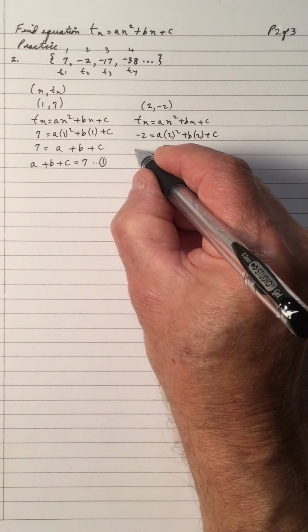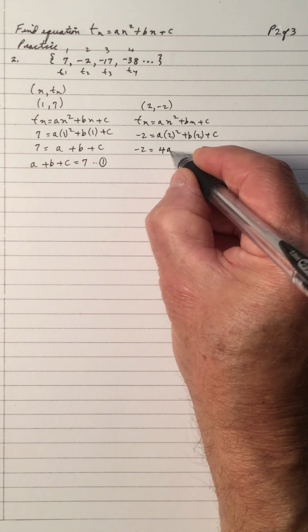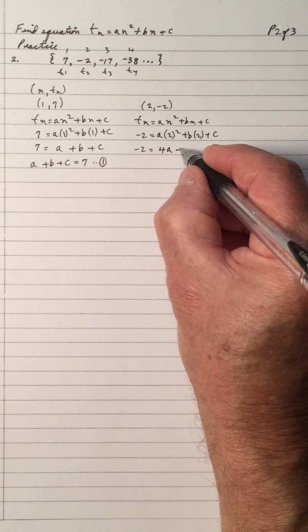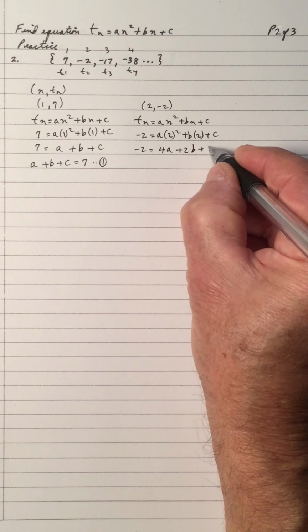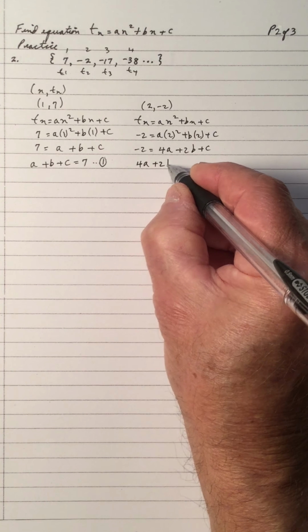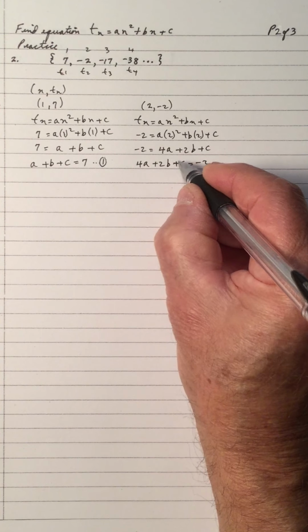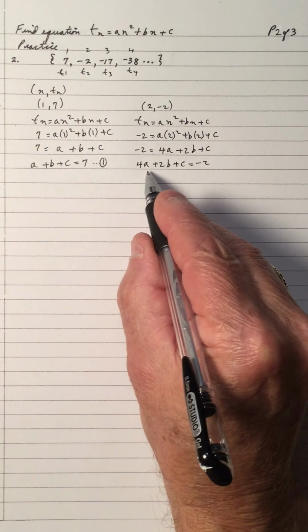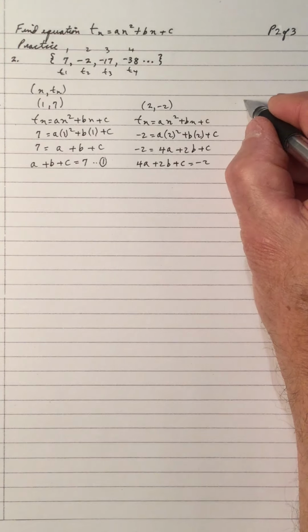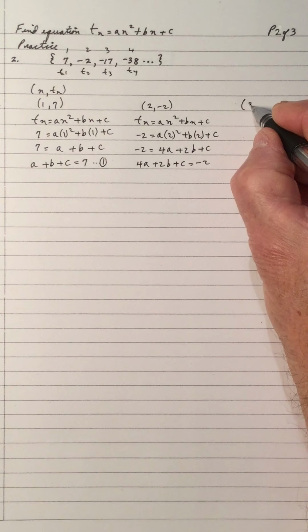So I just take my time. 2 squared is 4, so that's 4A. And B times 2 is 2B plus C. So flip the equation around. Notice A, B, C, the right order. And I'll do one more, 3. This is 3, negative 17.